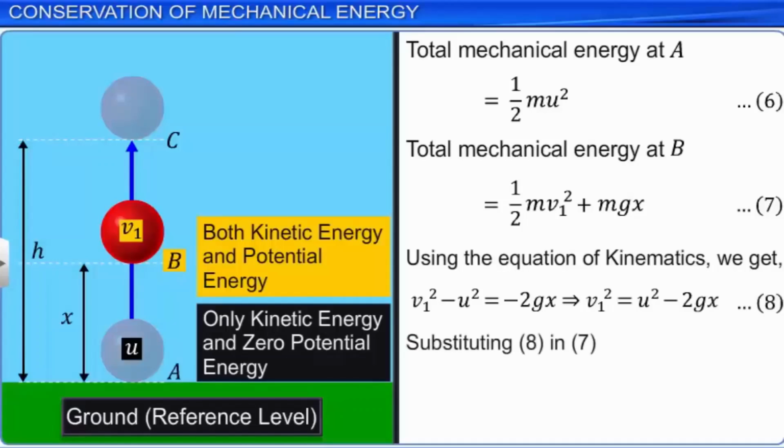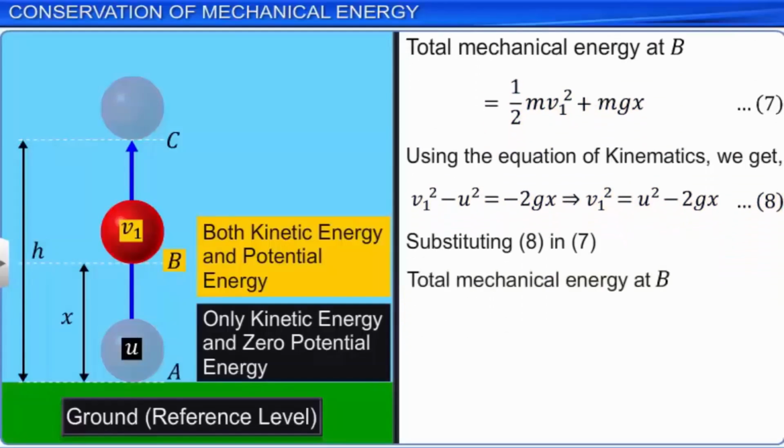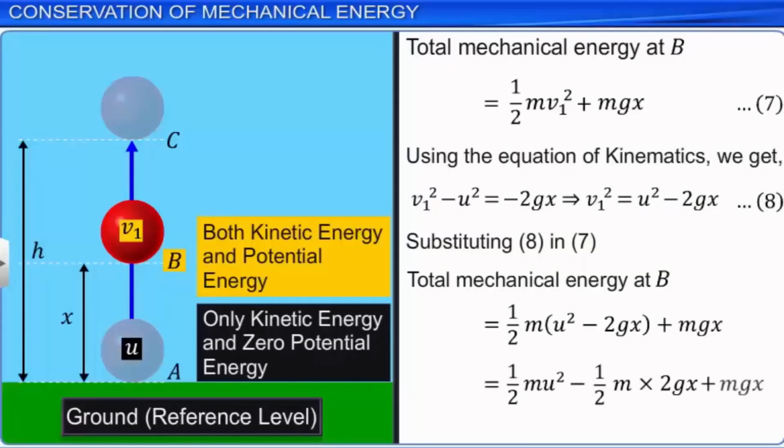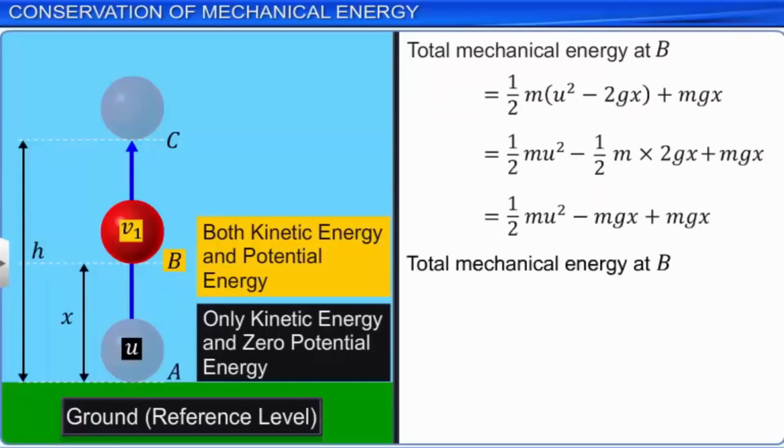Now substitute equation 8 in equation 7. Upon simplifying, we get total mechanical energy at B equal to half m into u square minus 2gx plus mgx, which is equal to half m u square minus half m into 2gx plus mgx, equal to half m u square minus mgx plus mgx. Thus we get the total mechanical energy at B equal to half m u square.